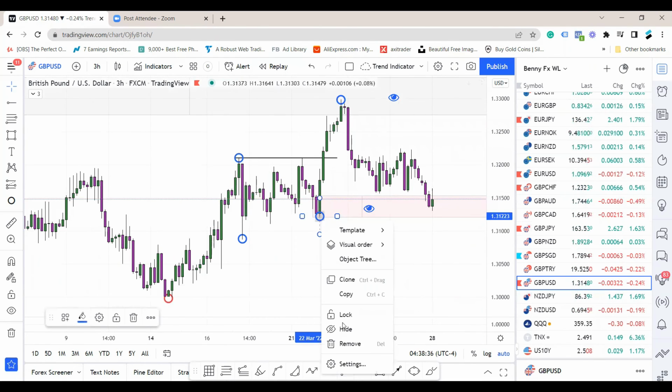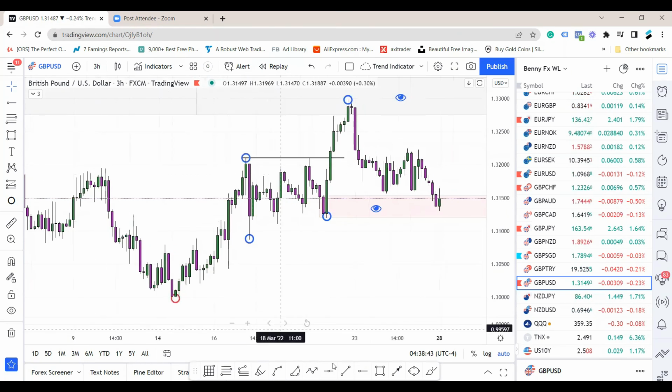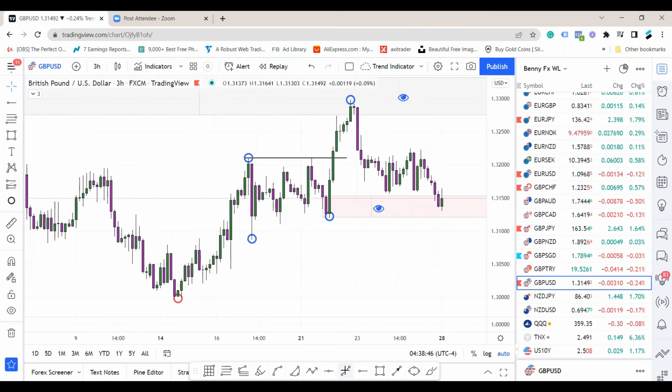So this is the range. This is the low. We have a low here. Price took out this high, make a higher high. Price retrace back down. Price take out this high again, make another higher high. Price retrace down, right? So basically we have this zigzag.